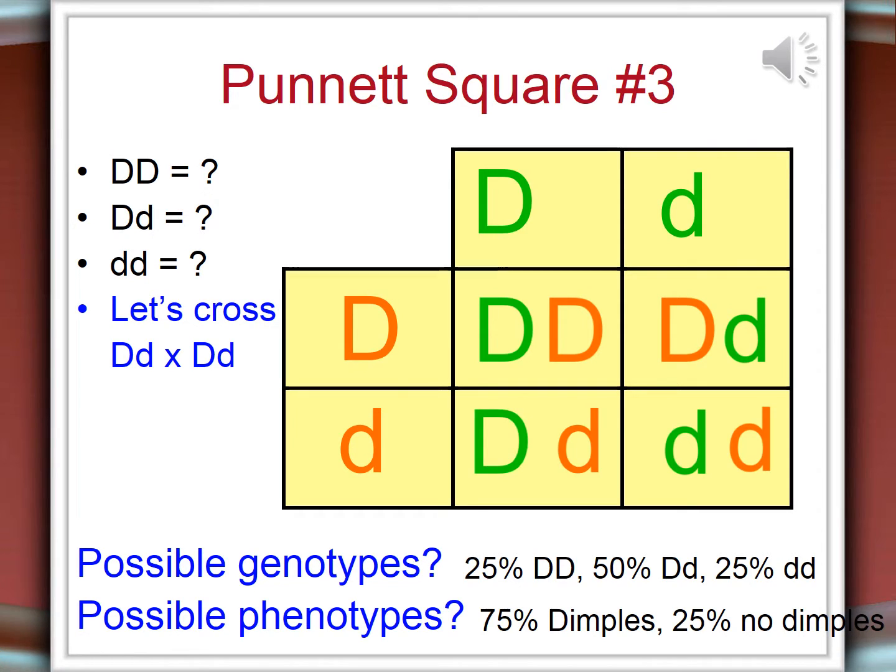So every time they have a baby, they have a 75% chance of having a baby with dimples. They have a 25% chance of having that baby with no dimples. And every single time they have a baby, that's the breakdown of the chances. So for every baby, they're going to have 75% chance that they're going to get dimples and a 25% chance that they're not going to get dimples. That's how it breaks down, and that's how you use this knowledge.